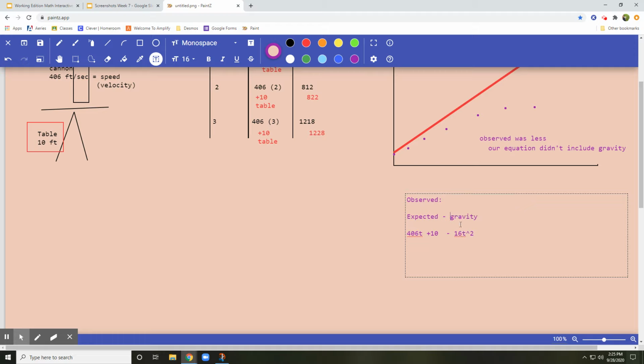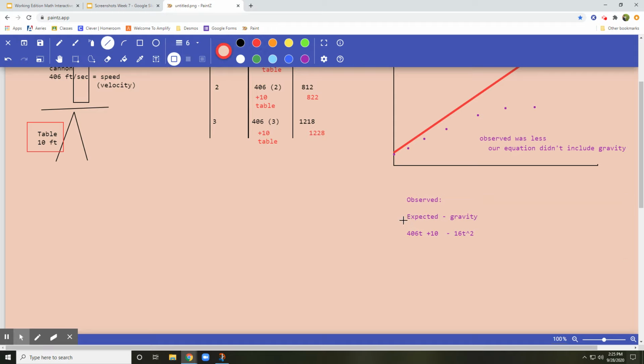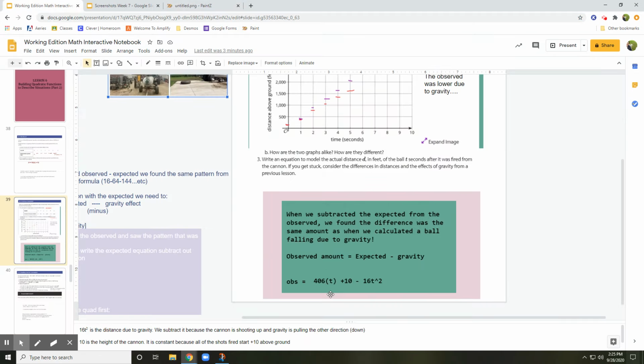So this is gravity, and this is our expected. If we drew a line under it again, here's our expected equation, and then the result due to gravity, which is giving us our purple right there. We're subtracting out gravity. And this is the most important thing in this lesson, right? We found that we could put this equation together: 406t plus 10 minus 16t squared.